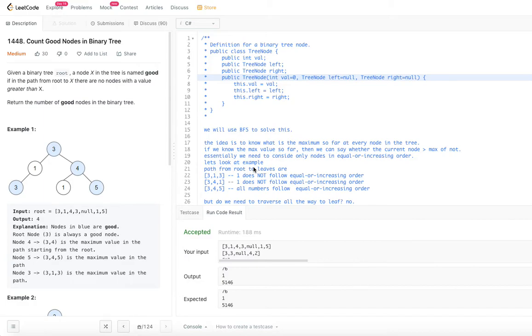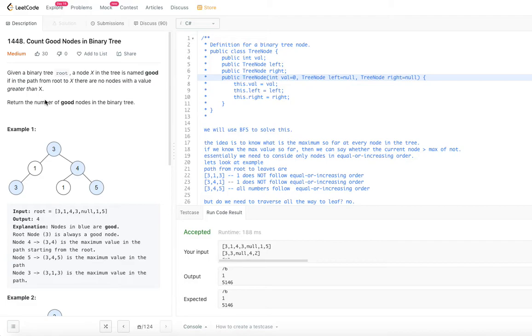Let's jump into today's problem. Count good nodes in binary tree. Given a binary tree root, a node x in the tree is named good if in the path from root to x there are no nodes with a value greater than x. So, return the number of good nodes in the binary tree.